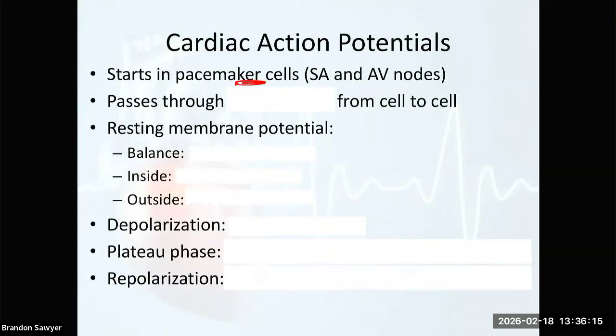They don't need a nerve or a neuron to interact with them to cause them to depolarize. They depolarize on their own. Okay, so they're pacemaker cells. They're called autorhythmic cells, and we'll look at their action potentials in just a second as well.